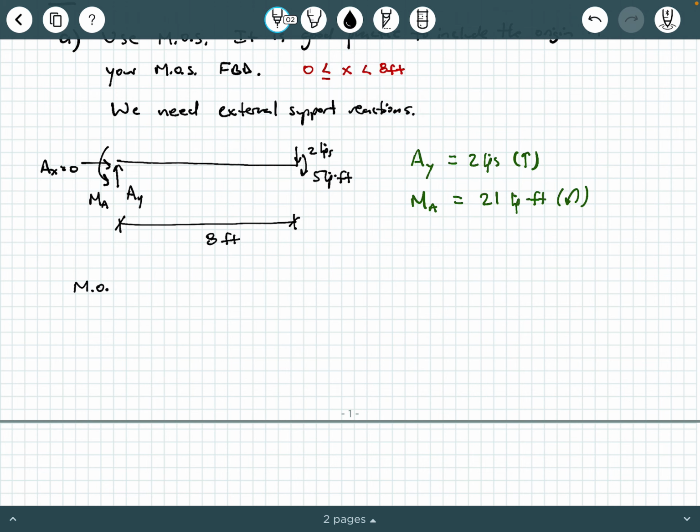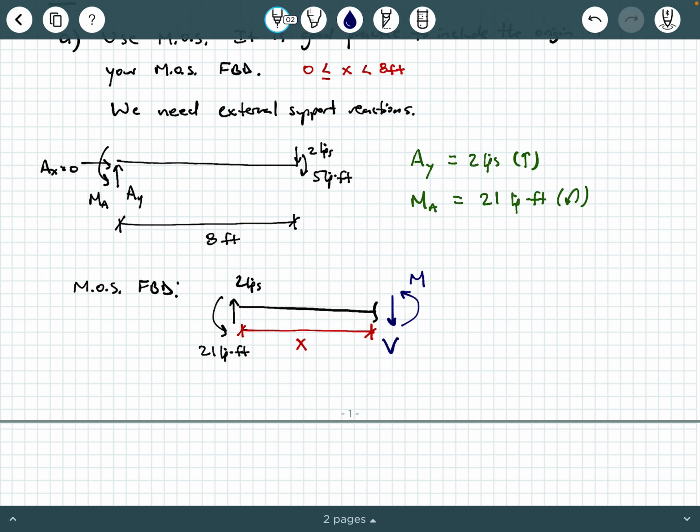I'm going to say method of sections free body diagram. We're looking at a left free body diagram, so we can include that origin, and we're going to draw on it AY, which is 2 kips, and MA, which is 21 kip-feet. And remember, we're making a cut here. Where are we making this cut? This cut is going to be made at an arbitrary distance x. When we make that cut, a shear force becomes visible, and a moment becomes visible.